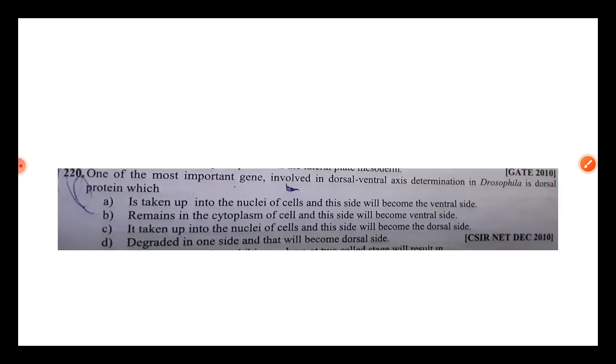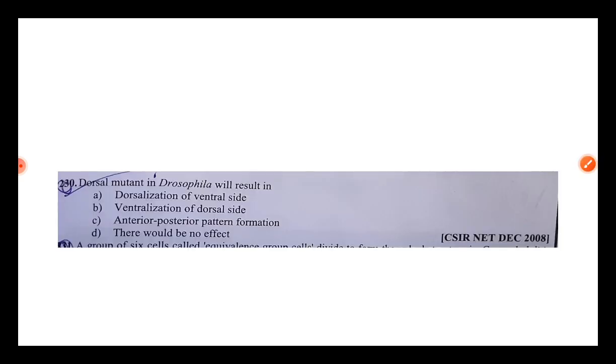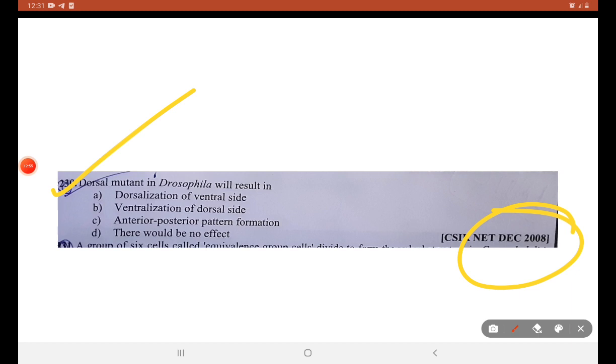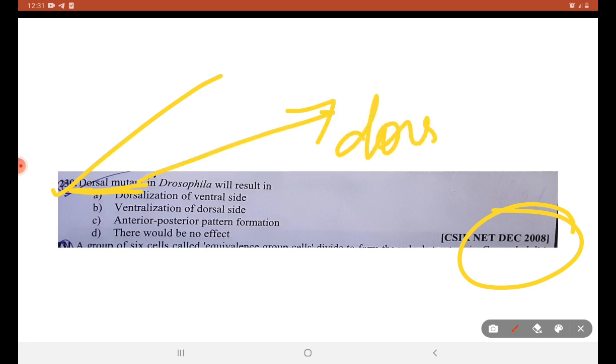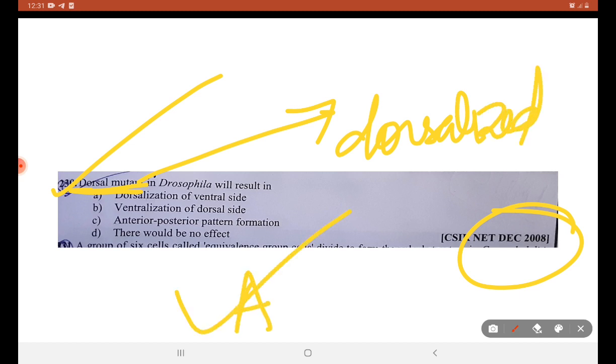Okay. Yes, 2008. Dorsal mutated in Drosophila is a result of, if dorsal is mutant, then the egg will be dorsalized. A is the right answer.